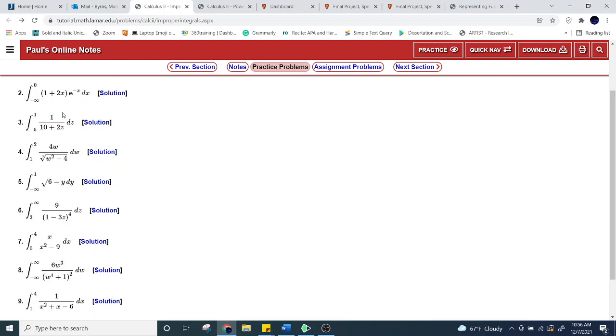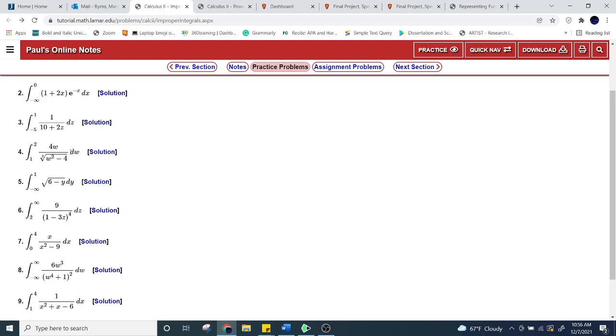The reason number 3 is in this review is because there's going to be a vertical asymptote at, let's see, if you set 10 plus 2z equal to 0, at negative 5, there's going to be a vertical asymptote at that left endpoint, and that's why this would be improper. But we would integrate this using a natural log rule, right? This would just be a u substitution with a natural log.